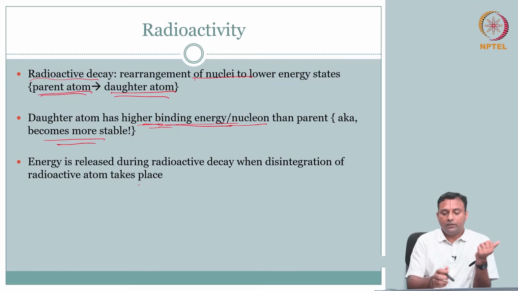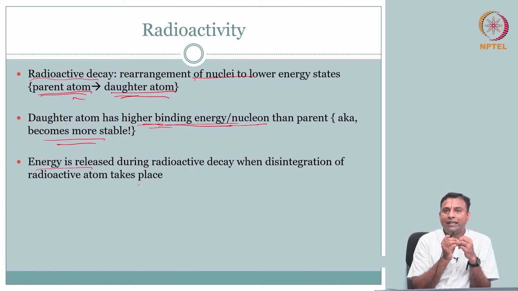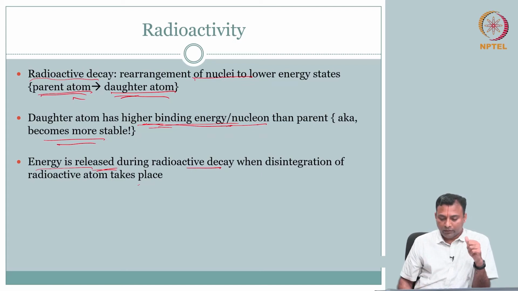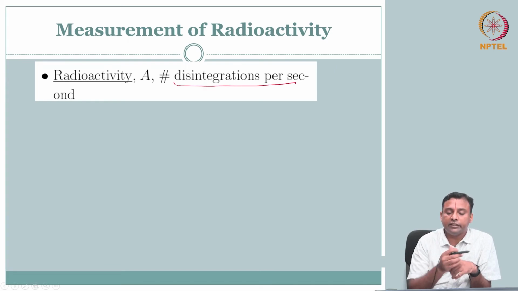So naturally that means in this rearrangement energy is released, right? When we talk about radioactive decay, we talk about some disintegration taking place. You have this parent atom becoming a daughter atom. That means this atom is disintegrated while it is giving that energy out during the radioactive decay. So we can think about radioactivity in terms of the number of disintegrations per second.